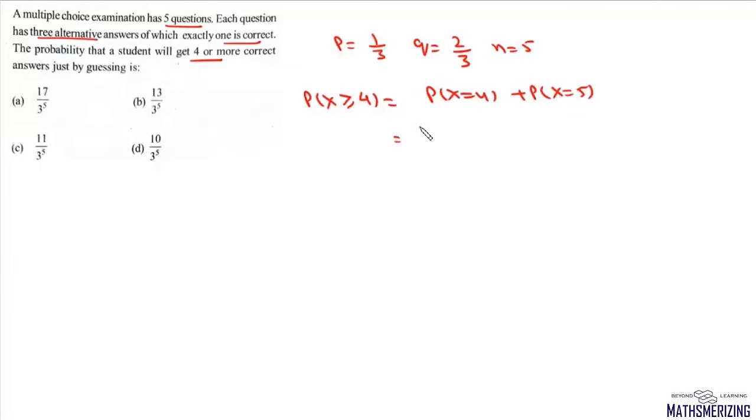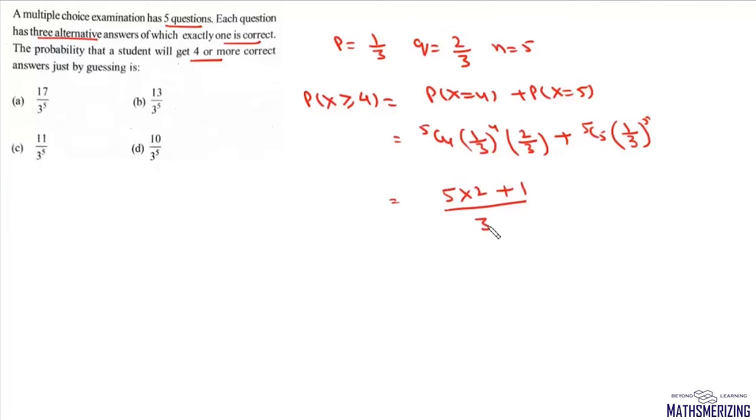Now this is 5C4 (1 by 3) to the power 4 into (2 by 3) plus 5C5 (1 by 3) to the power 5. Now 5C4 is 5, into 2, and this is 1 divided by 3 to the power 5, which is 11 upon 3 to the power 5, option C.